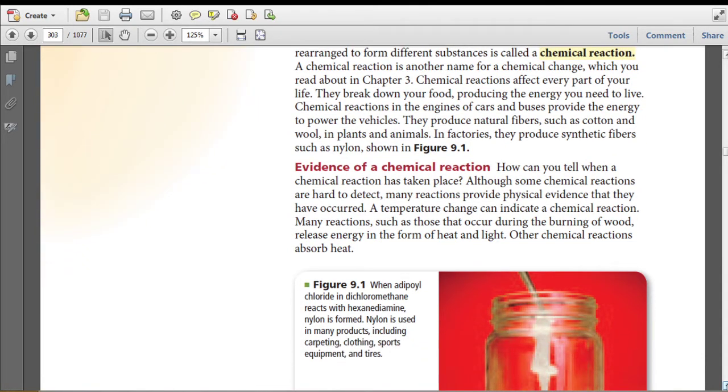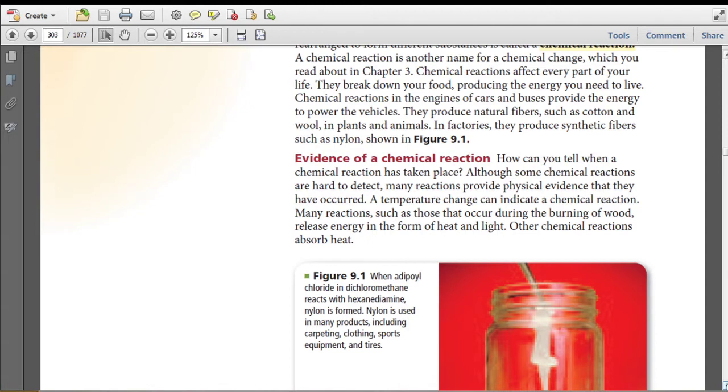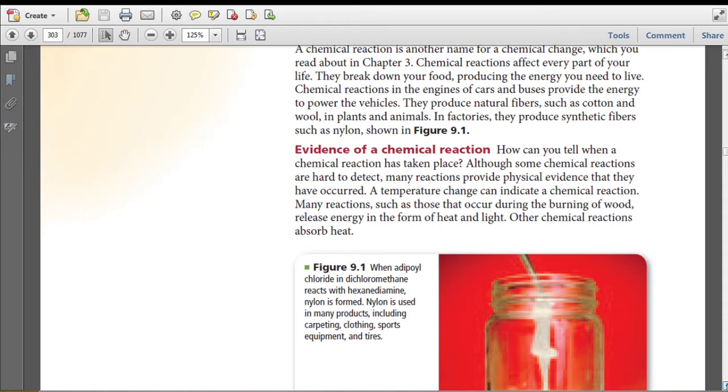How can you tell when a chemical reaction is taking place? Although some chemical reactions are hard to detect, many reactions provide physical evidence that they have occurred. A temperature change can indicate a chemical reaction. Many reactions, such as those that occur during the burning of wood, may release energy in the form of heat and light. Other chemical reactions absorb heat.